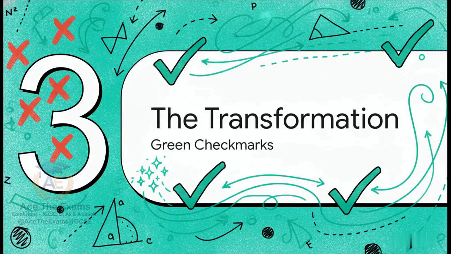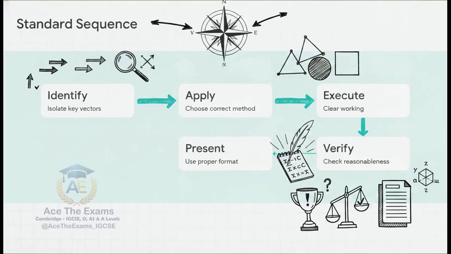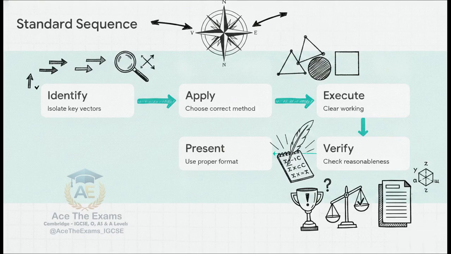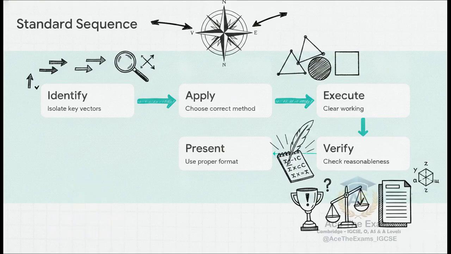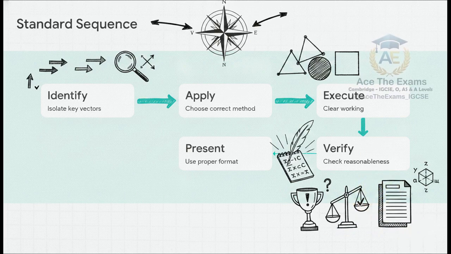Act 3, the transformation. Let's talk about turning red ink into green check marks. Systematic processing of a complex math question always follows a highly standardized sequence. It's a 5-step blueprint. Step 1, identify. You have to isolate the given information, explicitly pulling out the position vectors and direction vectors from a wall of text. Step 2, apply. Apply the relevant principles.